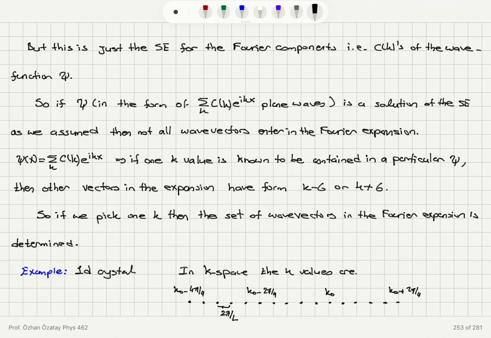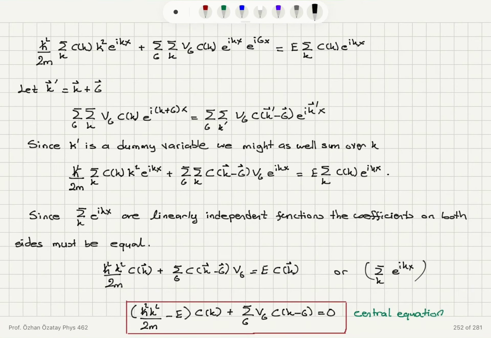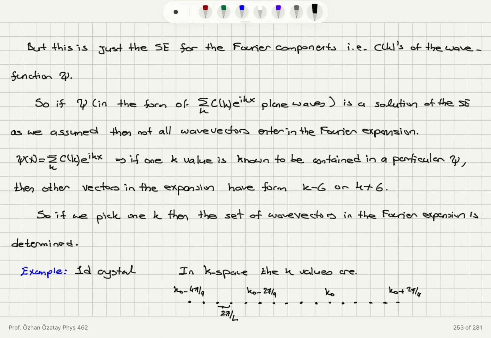So this is a solution of the Schrodinger equation, as we assumed that not all the wave vectors enter into the Fourier expansion. We find that if one value of k is known to be contained in a particular psi, then other vectors in the expansion must have the form k minus g or k plus g. That comes from this potential term here, C of k minus g, and we're summing over g, so we have k minus g or k plus g, etc.